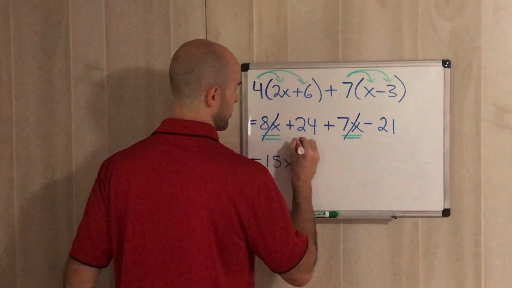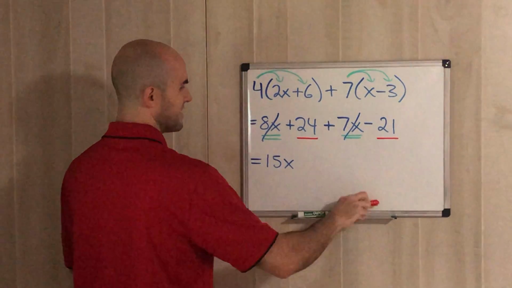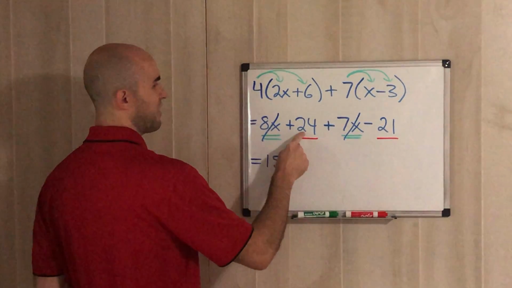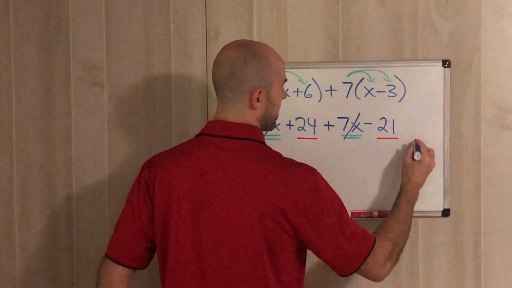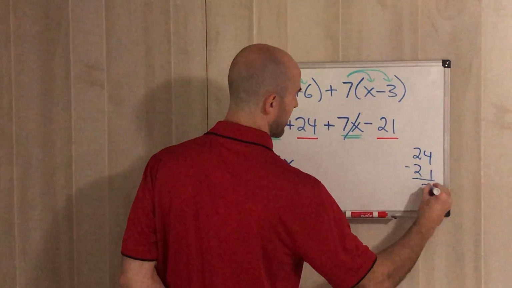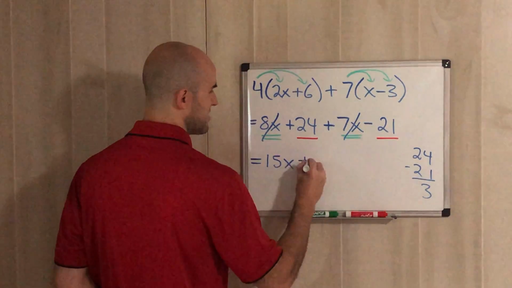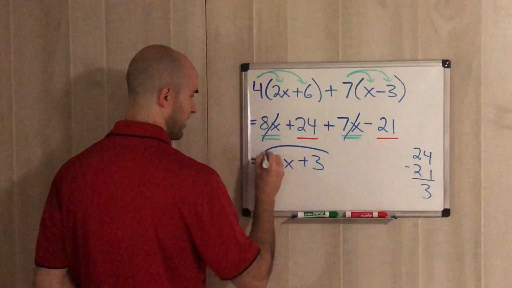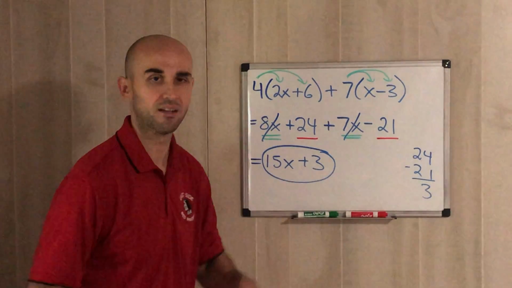So we have 24, we have 21, right? So we just do what it says. It's saying you have a positive 24 minus 21. We know that 24 minus 21 is going to end up giving us 3, a positive 3. So 24 minus 21 is 3, positive 3. And we're done. Again, we can't combine those because that has an x, that doesn't.